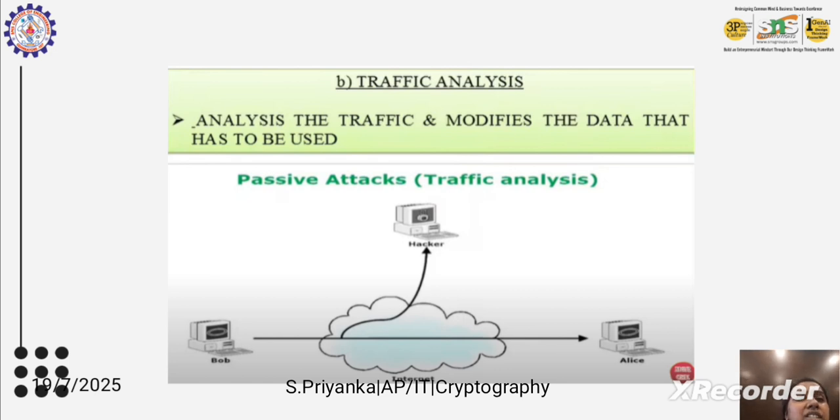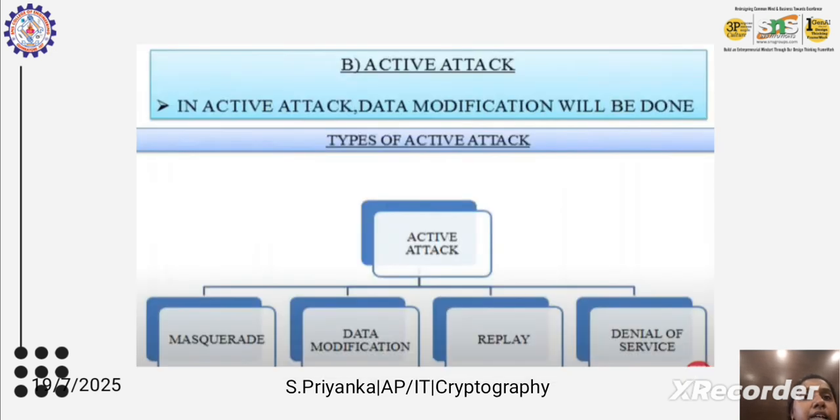Next is traffic analysis. The hacker analyzes the traffic. Bob is sending a message to Alice through the internet, and a hacker is in between. He analyzes the traffic, and based on the traffic, modification can take place in any case.